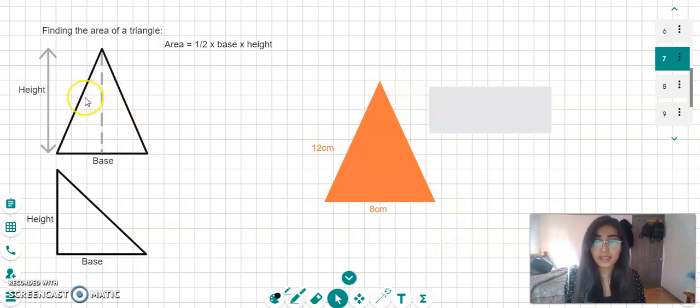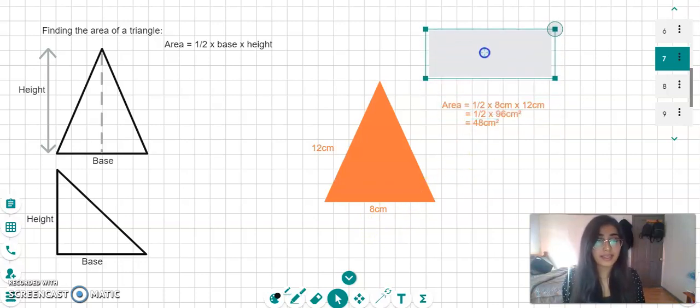It's in the same format as this. So remember the height is all the way through the middle of the triangle, and its base is given here, which is 8 centimeters. So let's have a look at the working out.